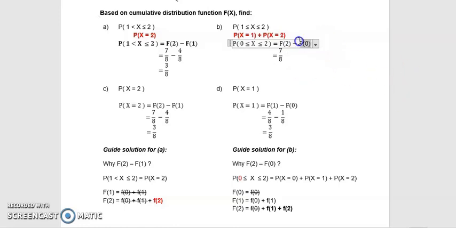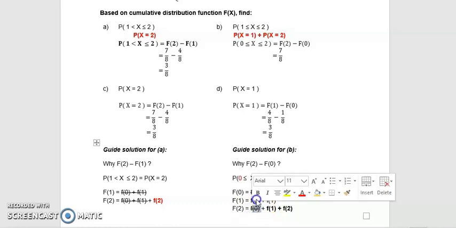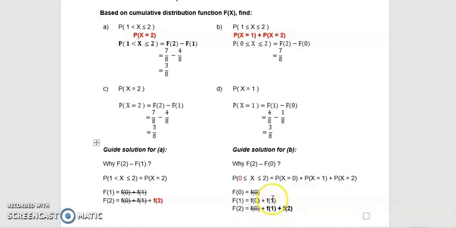Why not f2 minus f1? If you look at the cumulative, we want 1 and 2 only, right? If f2 minus f1, f0 minus f0, f1 minus f1, later on we will get f2 only, so we cannot do f2 minus f1. If f1 minus f0, f0 minus f0 is 0, so later on you have f1 only, so cannot.